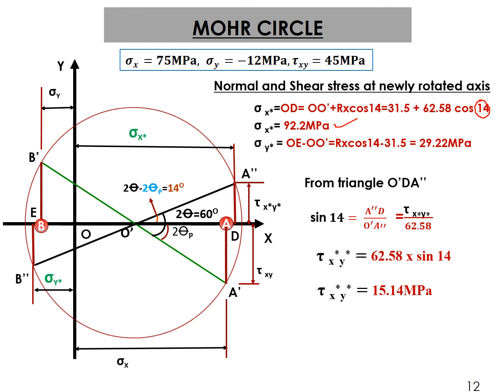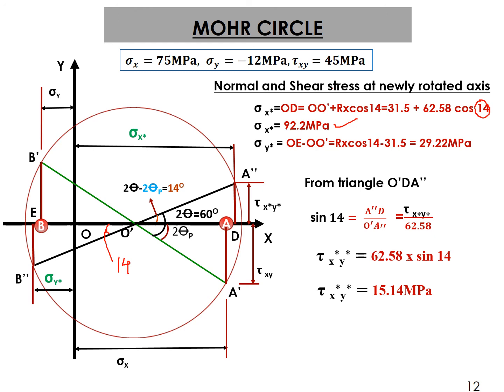Sigma y means this is OE. Now what is OE? Again the same. This angle is also 14 degree. Now again, radius cos of 14 degree minus OO dash, and this we already know what is OO dash. This we have calculated. So similarly from this right triangle you can find this value of shear stress also.